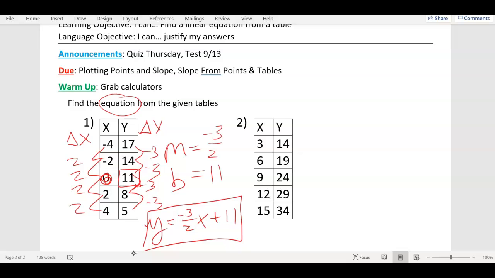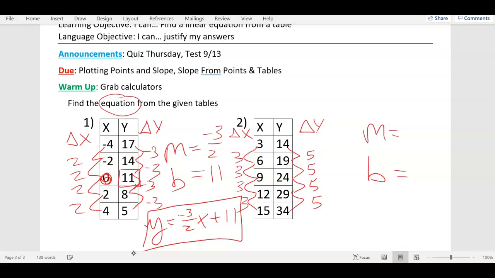Cool? Number 2, same idea. Let's find the m, let's find the b, get our equation. So, change in y, what is it? 14 up to 19 is adding 5 each time. And then change in x, 3 up to 6. What's happening each time there? Up 3 each time. Okay, so what's my slope going to be? Y over the x? Sure. Okay, 5 over 3.